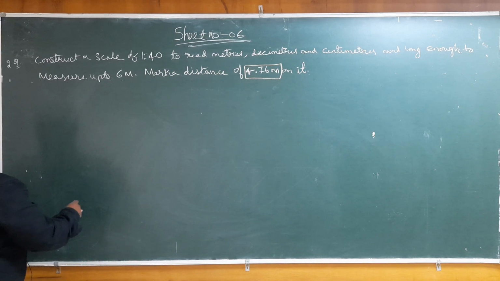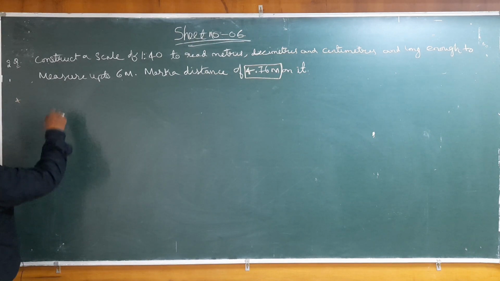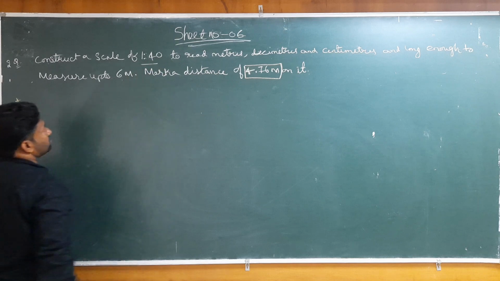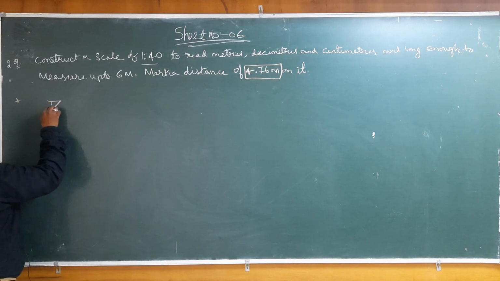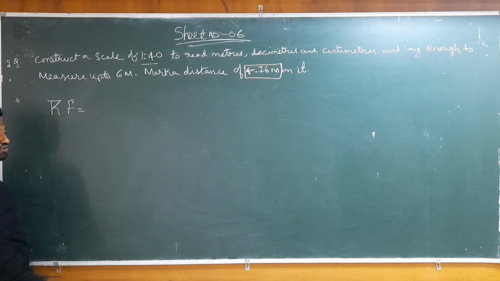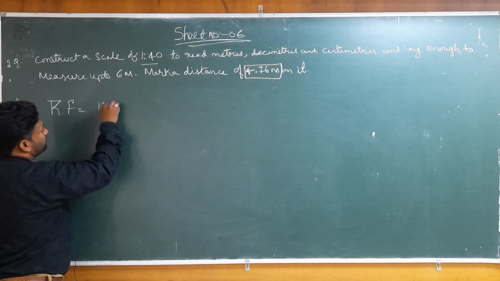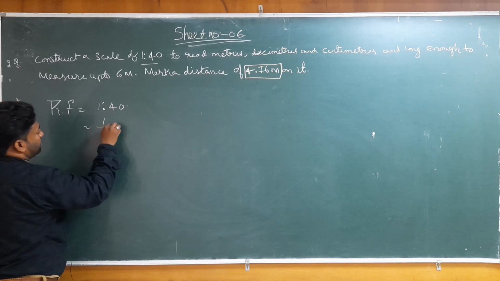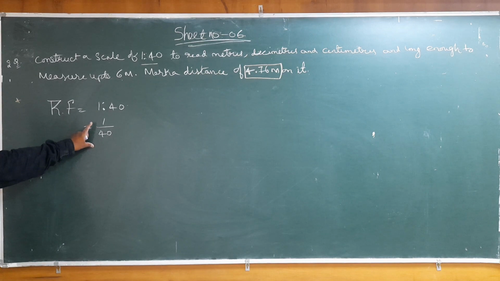To find out the length of the scale, first of all we have to write down the ratio 1:40. This 1:40 is nothing but the RF, the representative fraction. Here it is given as 1:40, so we take it as 1 divided by 40. RF has no units.